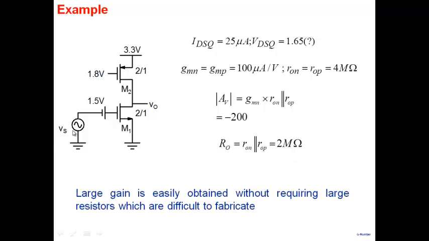All right, so you can note that these are very small transistors, 2 by 1 here and 2 by 1 here. So without requiring a very large resistor, we've been able to obtain very high values of gain. So that's the advantage of a common source amplifier with an active load. The price, of course, that you're paying is that the output resistance is very high. That's the only way you can build up gain.